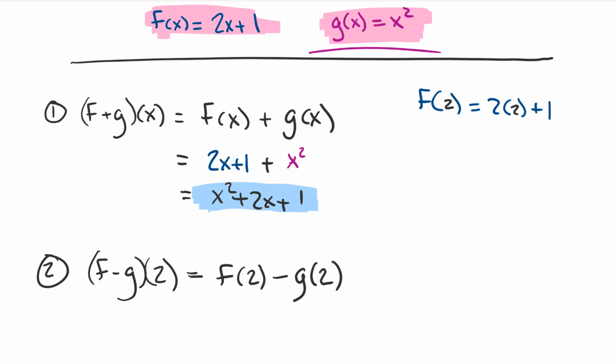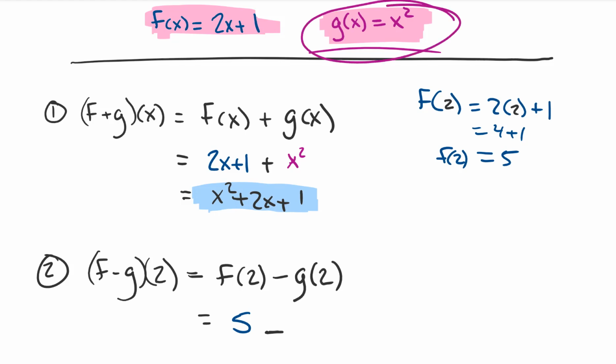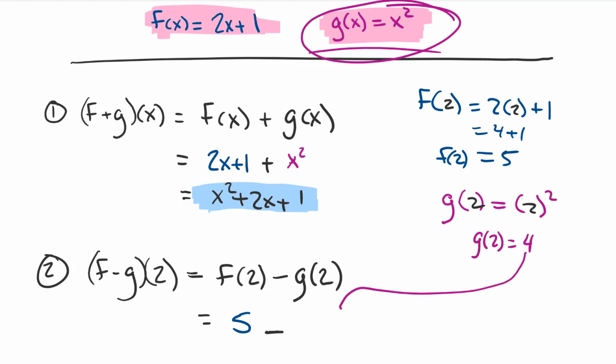Oh, now it's all numbers. So what's that? 4 plus 1, which is equal to 5. F of 2 is equal to 5. It's just a number. Cool. Now let's do the same thing with g of 2. Where's g? G's x squared. So g of something is equal to something squared. We're popping in 2. Okay, cool. Let's put in our 2. So g of 2 is equal to 4. Just pop it on in there. And what's 5 minus 4? It's equal to 1. And there's a solution.